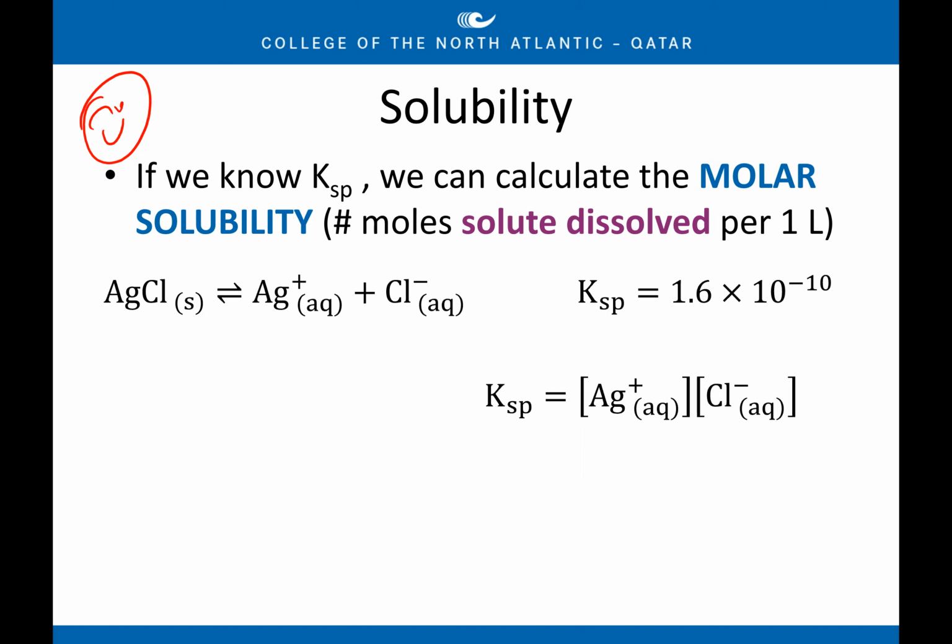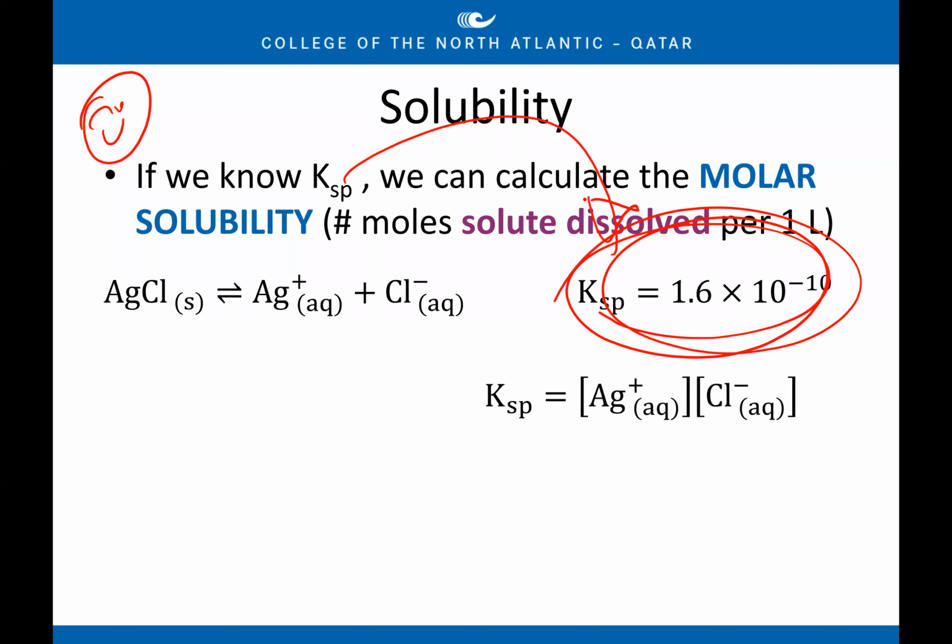If we know Ksp, so say you looked up the value in a book, I just circled it there, you can calculate the molar solubility of a chemical. The molar solubility is the number of moles of solute that will dissolve in 1 liter, typically at room temperature. It kind of depends on where you get your K value, but we don't need to get into that. If you know the Ksp value, you can calculate the molar solubility. So this is where the math gets hard.